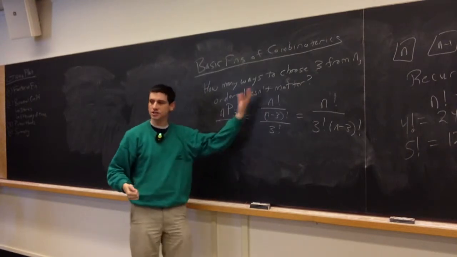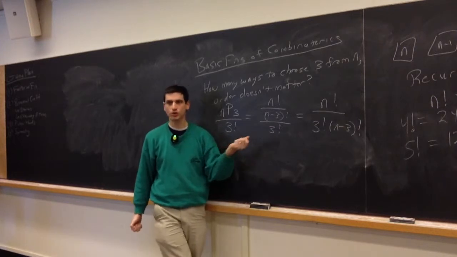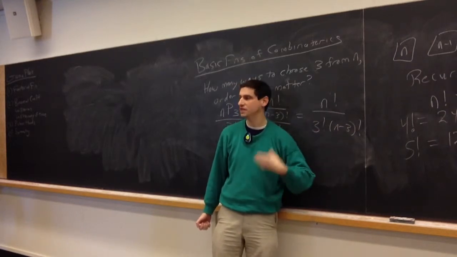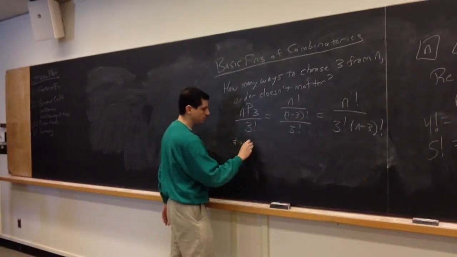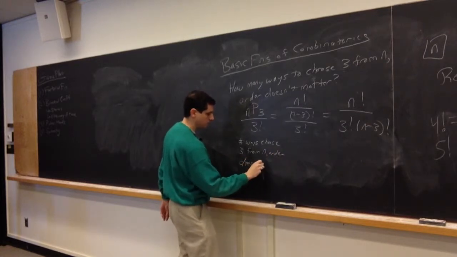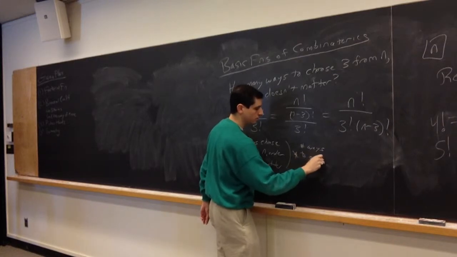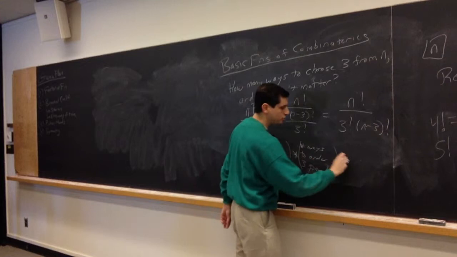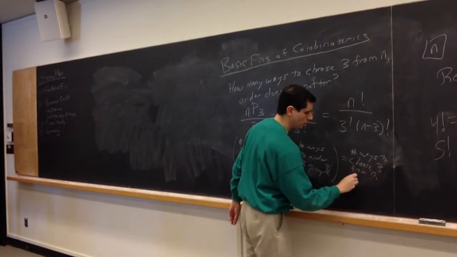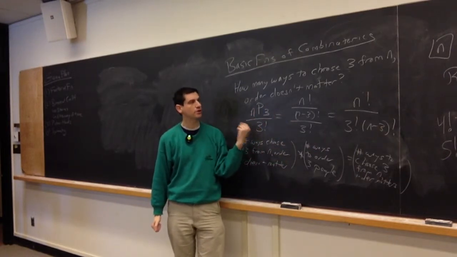If you think about it, if you look at all your sets of people, when I have 3 people, there are 3 factorial ways to order them. So conversely, if I look at the number of ways to choose 3 people when order doesn't matter, and I multiply that by 3 factorial, that should be the number of ways of taking 3 people when order matters. So number of ways to choose 3 from n, order doesn't matter. If I multiply this by the number of ways to order 3 people, this should be the number of ways to choose 3 from n, order matters. Okay?